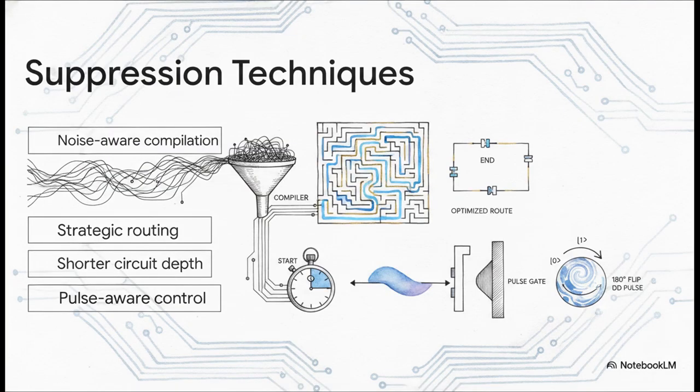So how does the shield actually work in practice? Well, a massive chunk of suppression comes down to noise-aware compilation. That means deliberately rewriting your circuit to use the absolute quietest qubits on that specific chip. We're also using strategic routing to dodge bad connections and opting for shorter circuit depth scheduling so we can finish the calculation before decoherence just completely wrecks our data. Down at the lowest levels, engineers are applying things like pulse-aware control and dynamical decoupling. That's basically flipping qubits at really specific intervals to cancel out background noise.